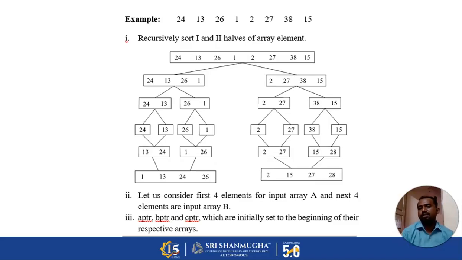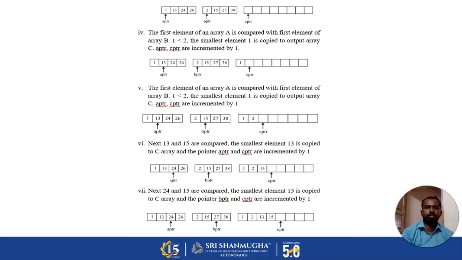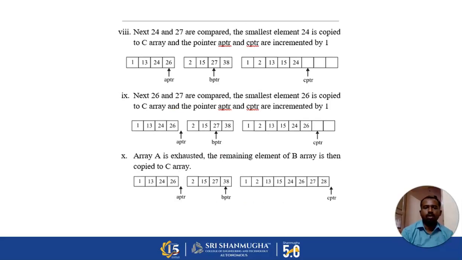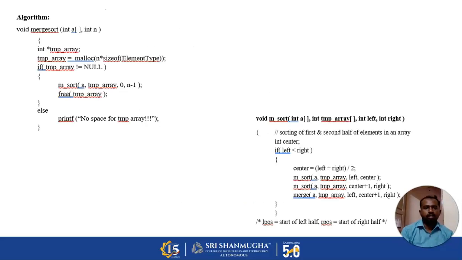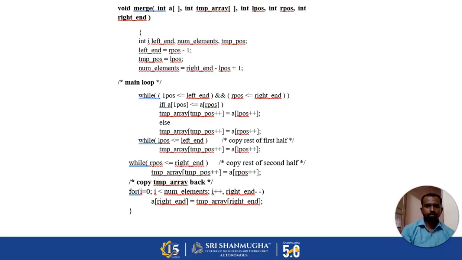Let us consider the 4 elements of our input array A and the next 4 elements of input array B, with APTR, BPTR and CPTR initially set to the beginning of their respective arrays. This is the example of how we compare one by one: 8 divided into 4 and 4, 4 divided into 2 and 2, and 2 divided into single elements. Okay, this is the example algorithm of merge sort, and this is the program.